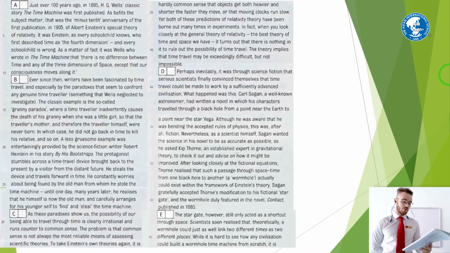A less gruesome example was entertainingly provided by the science fiction writer Robert Heinlein in his story By His Bootstraps. The protagonist stumbles across a time travel device brought back to the present by a visitor from the distant future. He steals the device and travels forward in time. He constantly worries about being found by the old man from whom he stole the time machine, until one day, many years later, he realizes that he himself is now the old man, and carefully arranges for his younger self to find and steal the time machine.